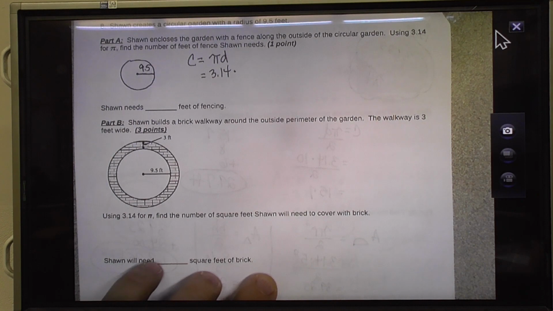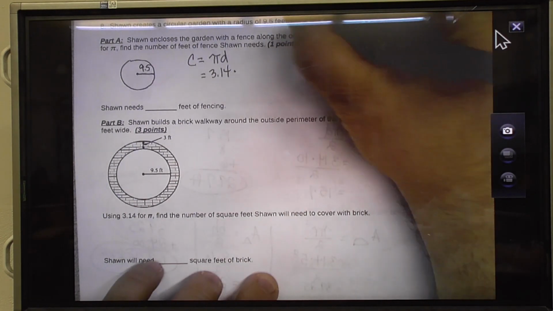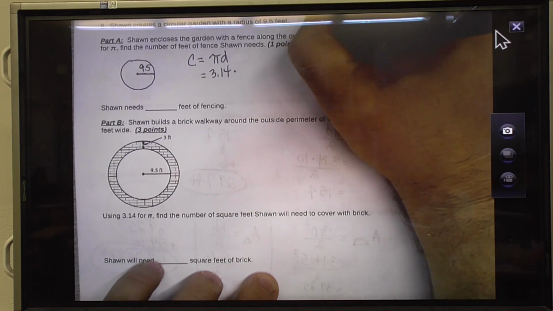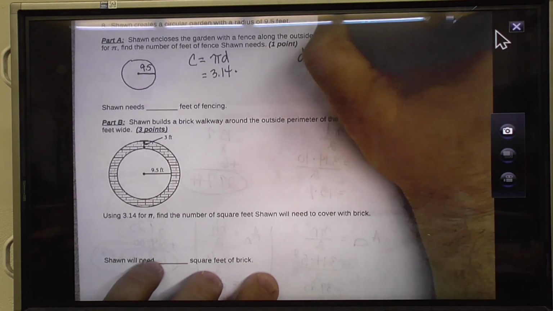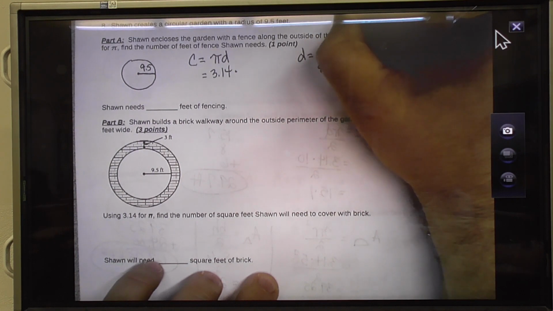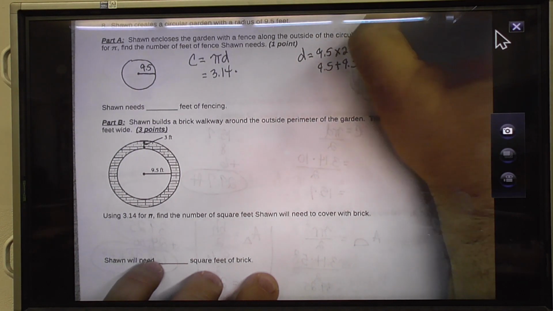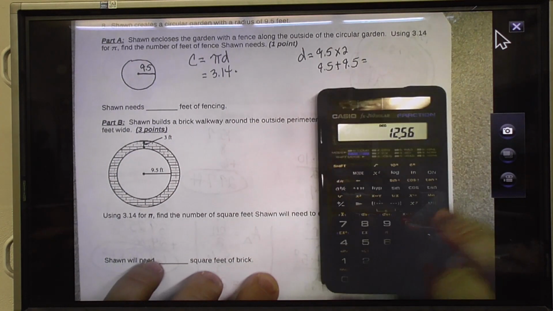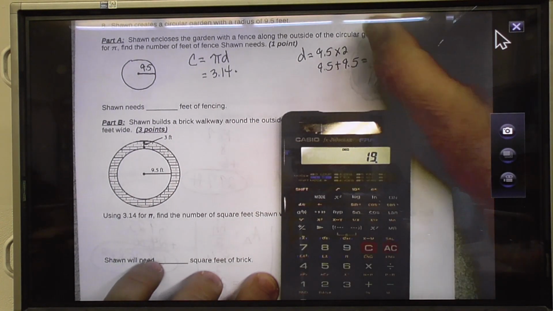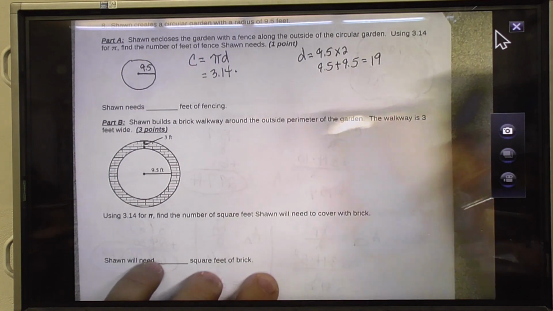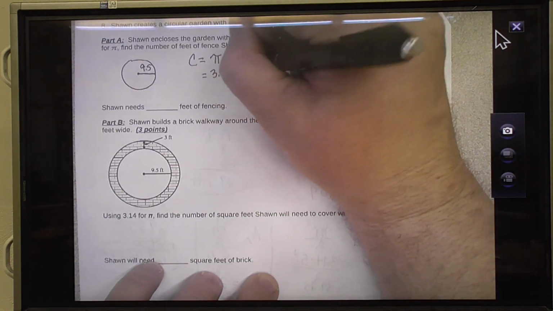3.14 times the diameter. Am I putting 9.5 in right here? No. The diameter is equal to 9.5 times 2, or 9.5 plus 9.5, whichever one you feel like doing. I'm going to do 9.5 times 2, and that's equal to 19. So our diameter is 19.